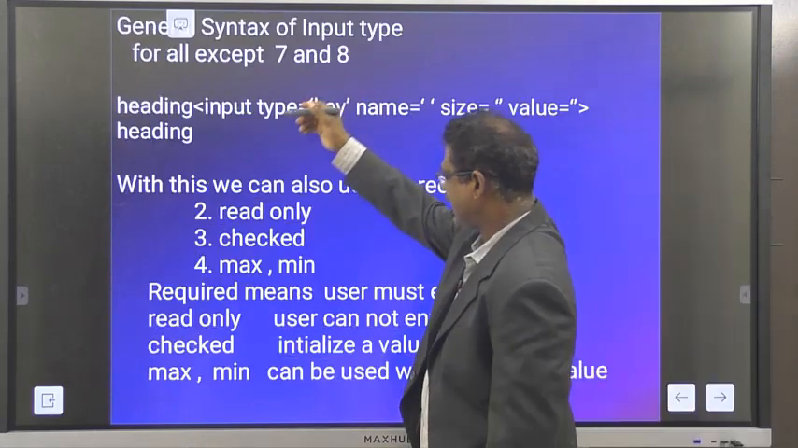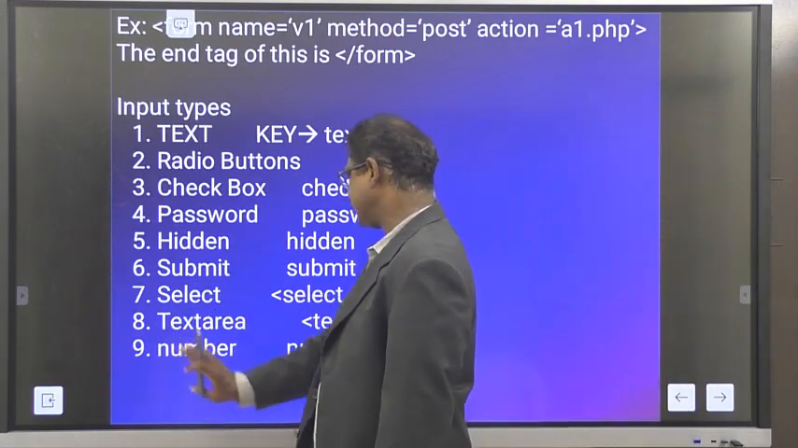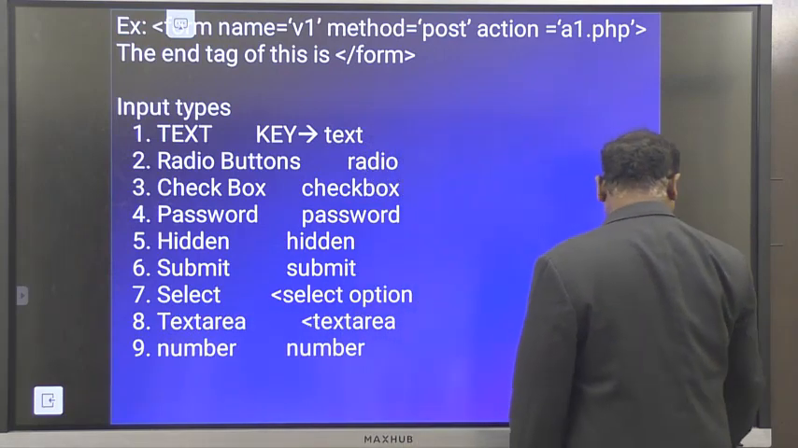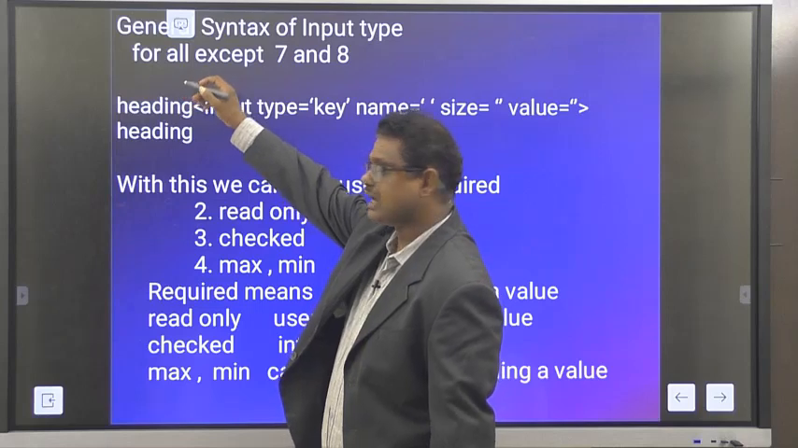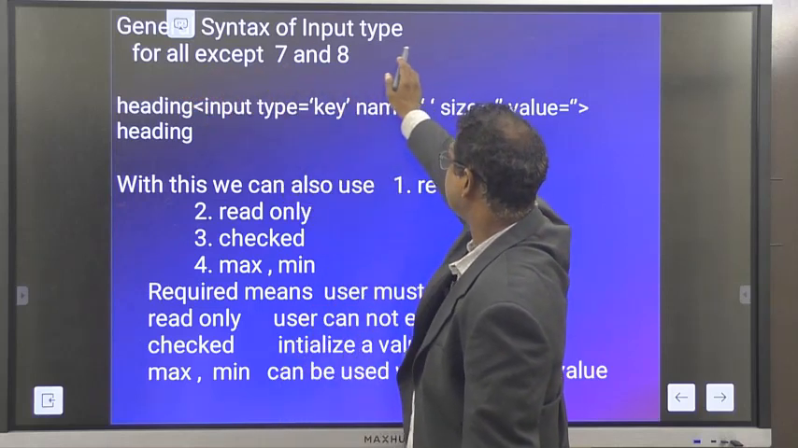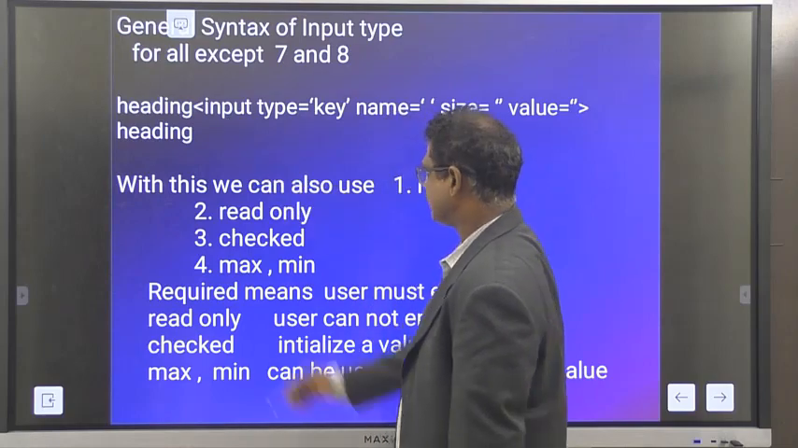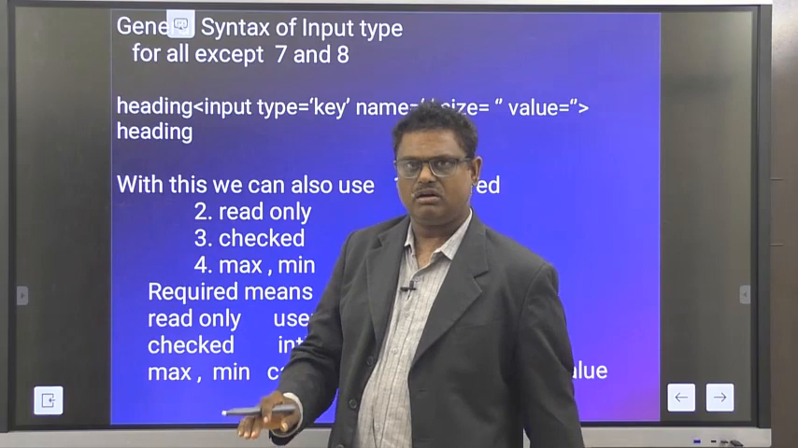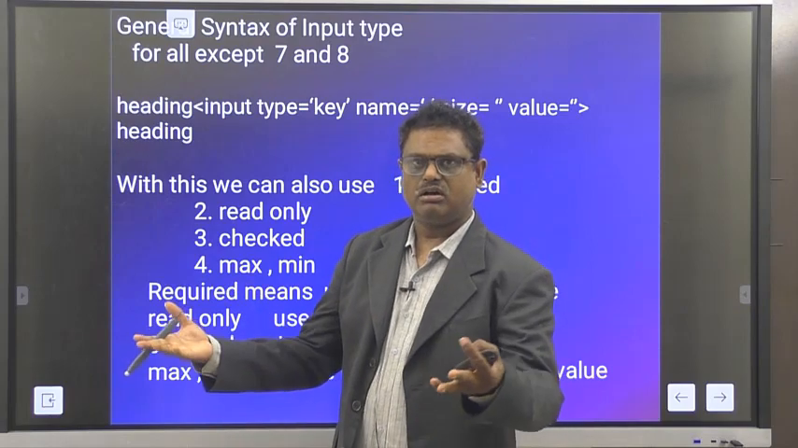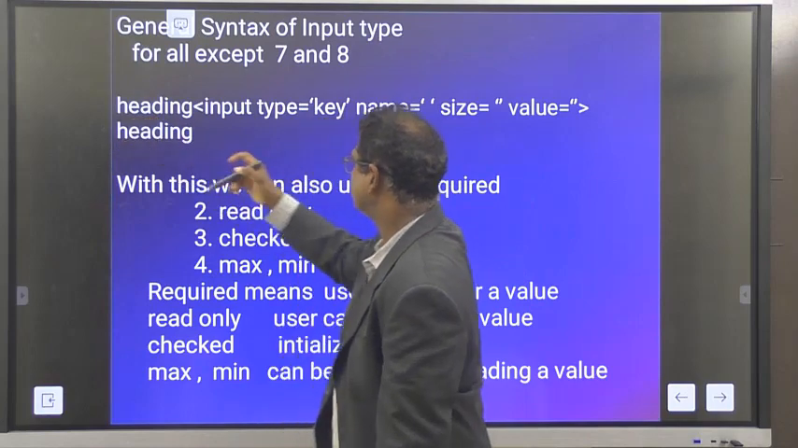Next one is except 7 and 8. 7 means select and the text area are different. And for all the remaining, 1 to 5, 1 to 6 and 9, the general syntax form is for all except 7. Heading, some heading. So, enter some value or name please, or your mark please, something like this. You can put some heading.